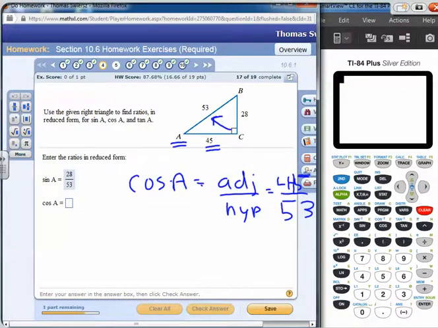All right. My pen is a little bit off. 45 over 53. Okay?